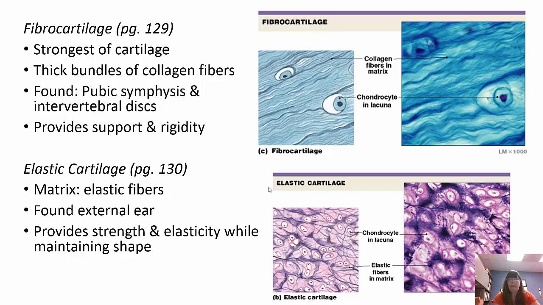And then elastic cartilage is the last type of cartilage. As the name implies, a lot of elastic fibers. This is found in the external ear, so our pinnae. So you can stretch it, move it around, and it goes right back to its original shape. It provides strength, but you can have some of that elasticity and maintain the shape. Again, you can see the chondrocytes inside of the lacunae spaces.